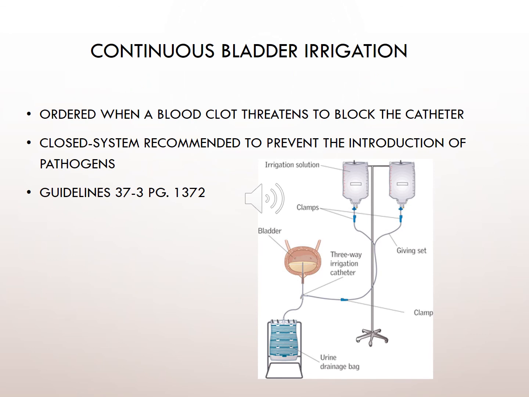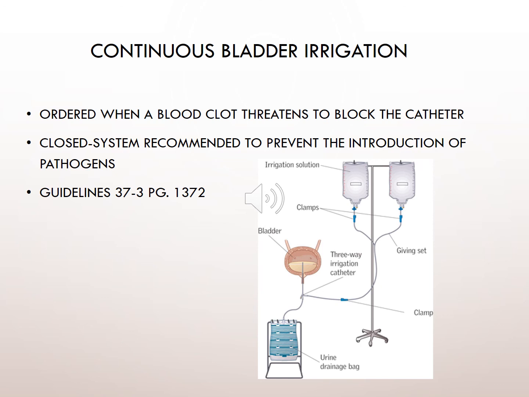So as I mentioned with the indwelling catheters, there's different lumens. If your patient needs continuous bladder irrigation, and we often see this ordered when a patient has blood clots that threaten to block the catheter, then we possibly will have to irrigate the bladder while we have the catheter in.